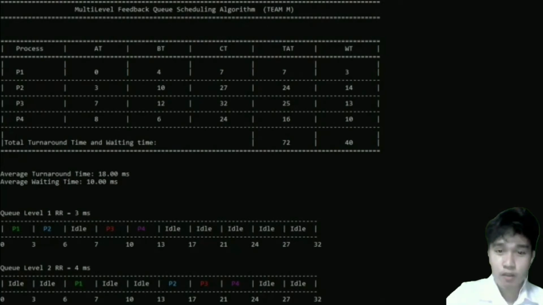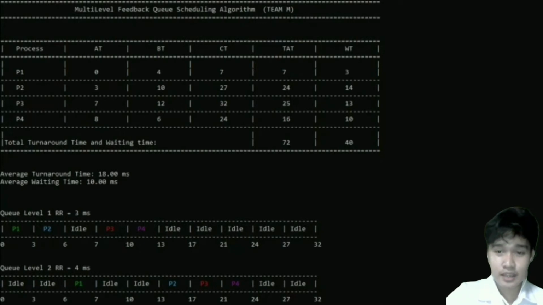At time 3 milliseconds, P2 was ready to execute in the first queue level and ended at 6 milliseconds. Since P2 has remaining 7 milliseconds burst time, it shifted to the second queue level. At time 6 milliseconds, the second queue level was ready because no process had arrived in the first queue. P1 was utilized again in the second queue level and ended at 7 milliseconds. P1 completes its burst time.